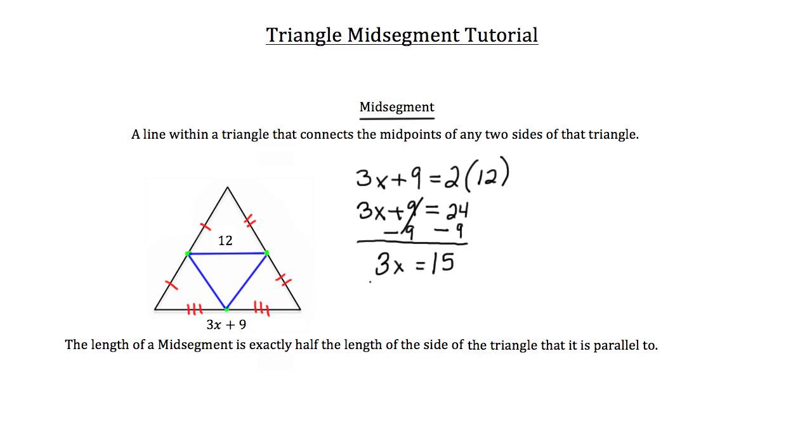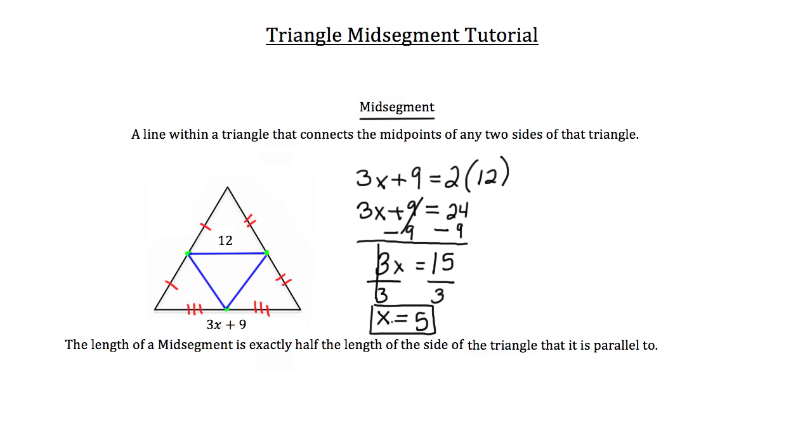Now, in order to get x alone, we can divide both sides of the equation by 3. So the 3's will cancel on the left-hand side of the equation. We'll be left with an x, which is equal to 15 divided by 3, which is 5. So x is equal to 5 in this case.